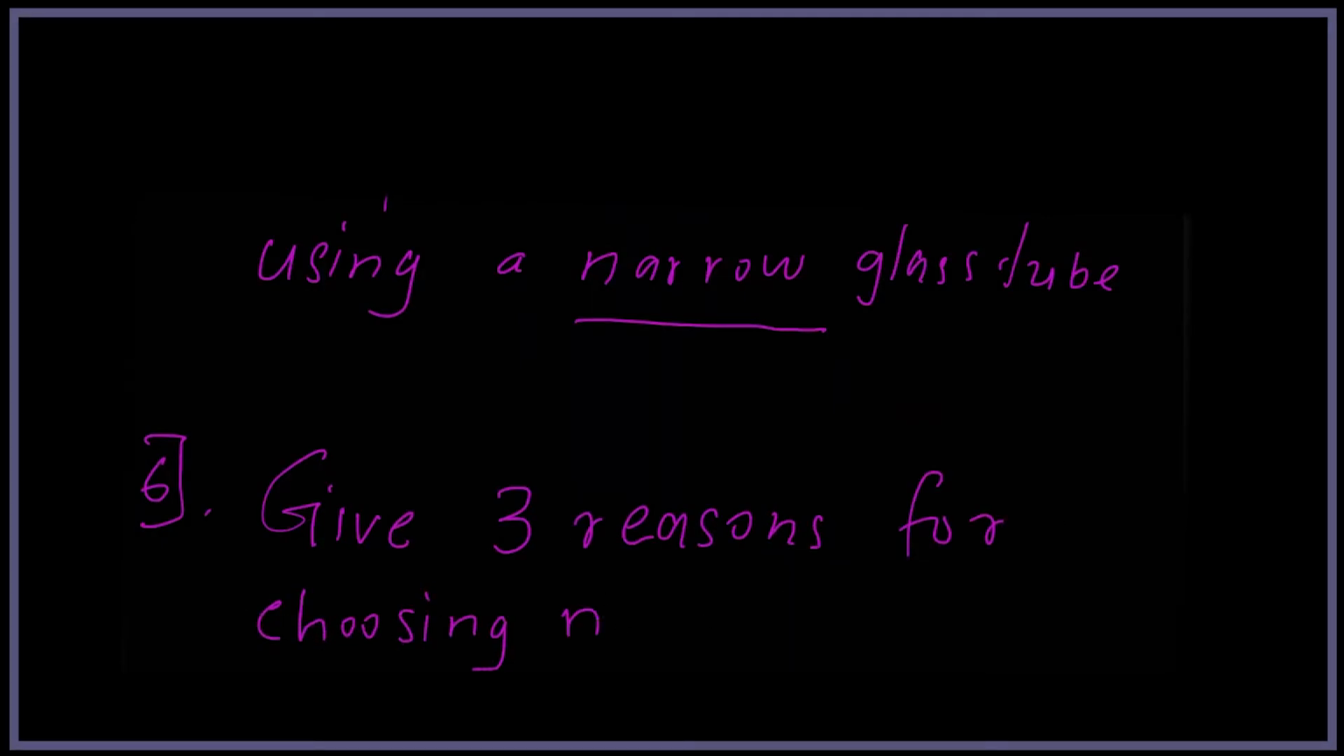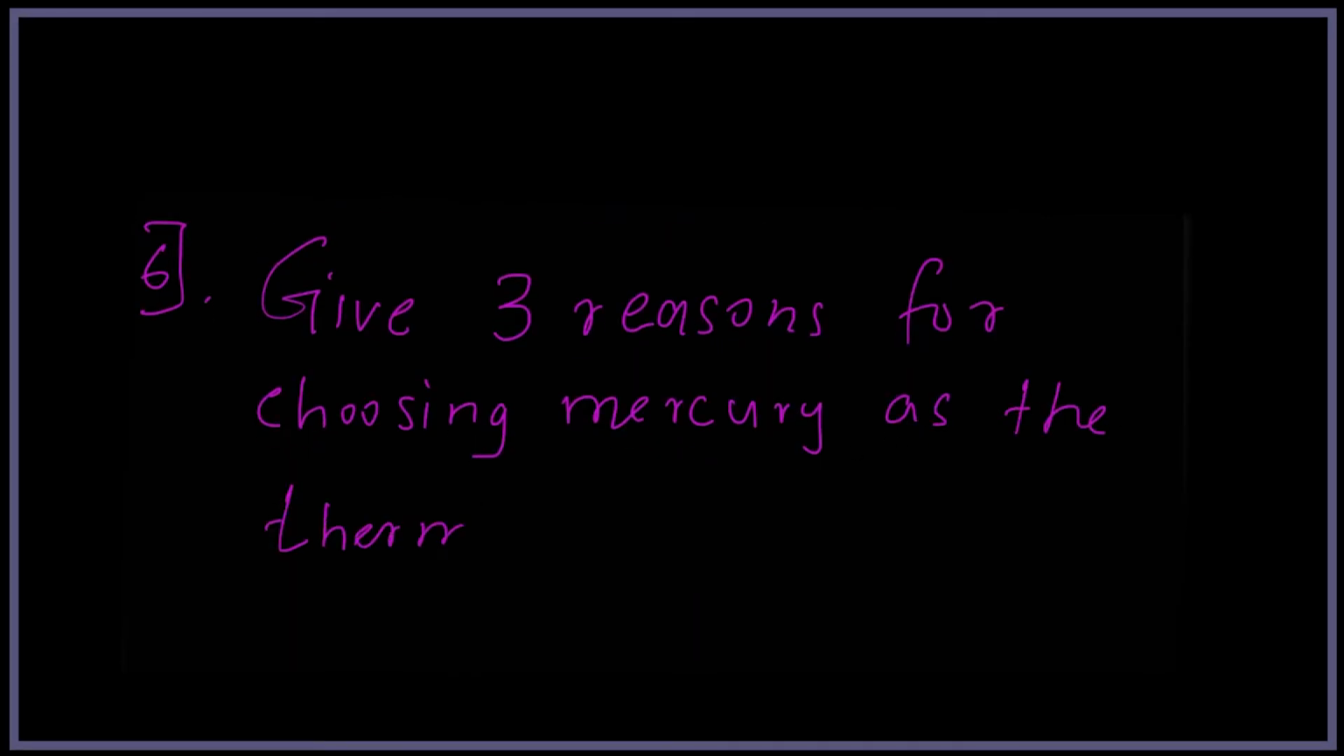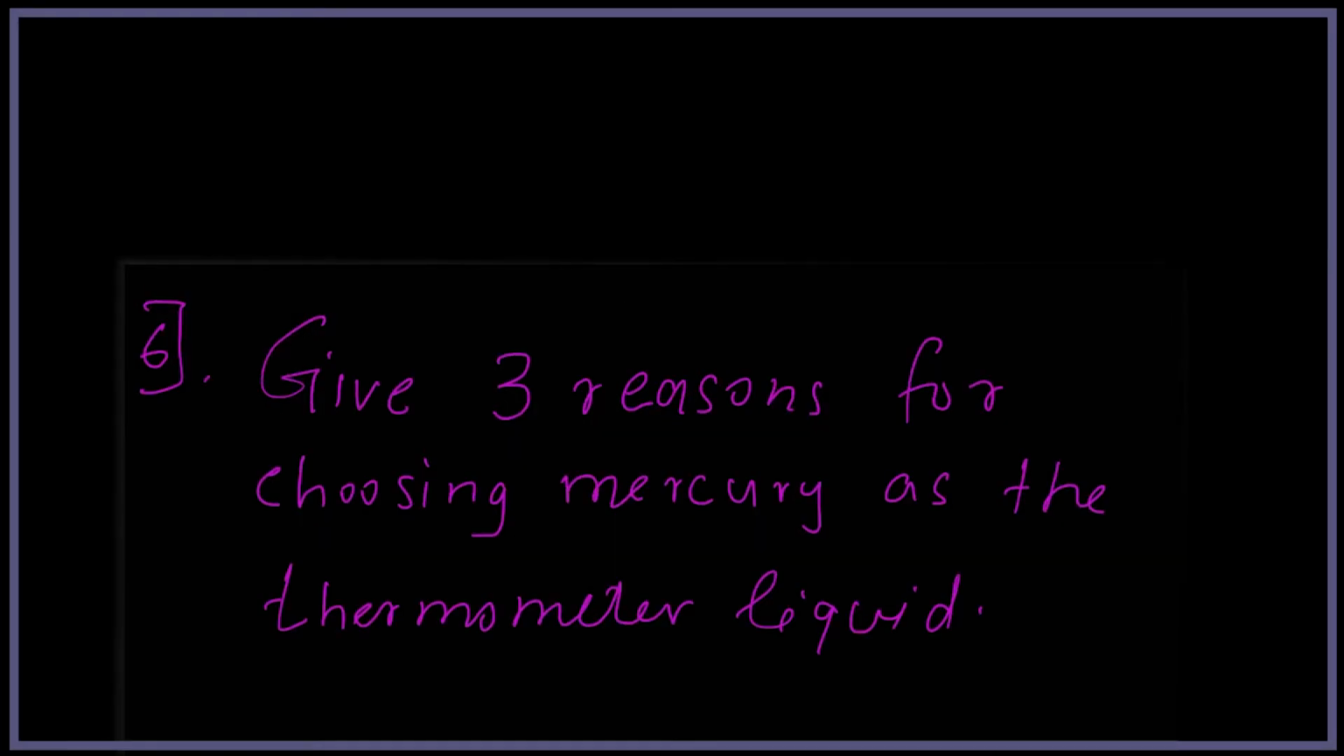Give 3 reasons for choosing mercury as the thermometer liquid. We know mercury is a metal. Metals conduct heat. So this mercury conducts heat. It is a good thermal conductor. That's why it has been chosen as the thermometer liquid.